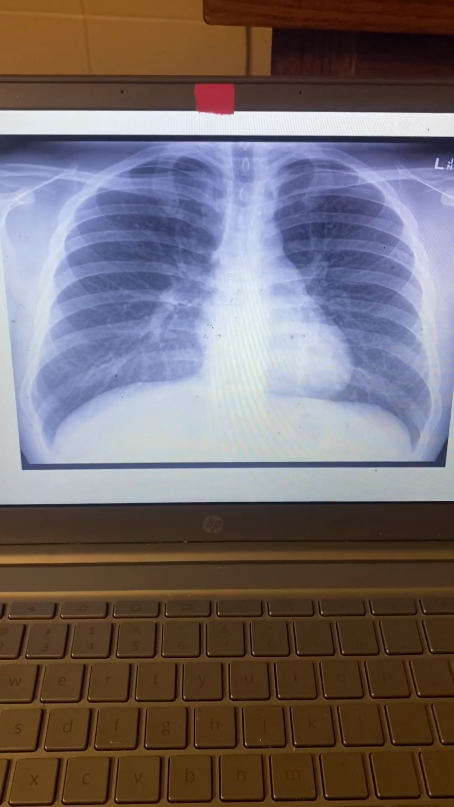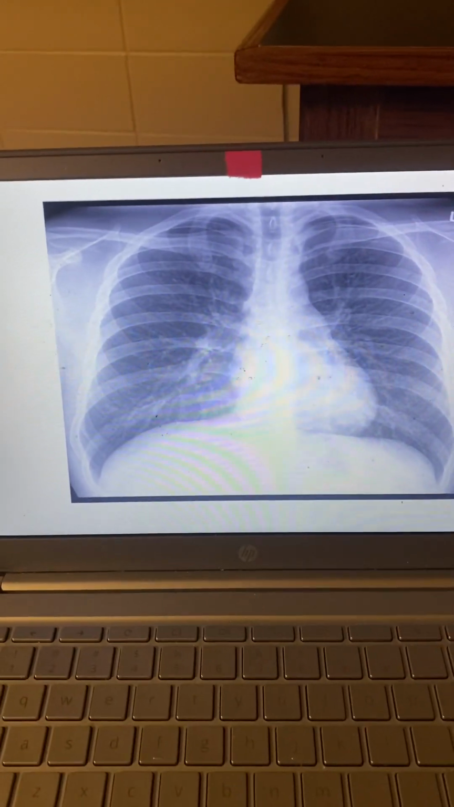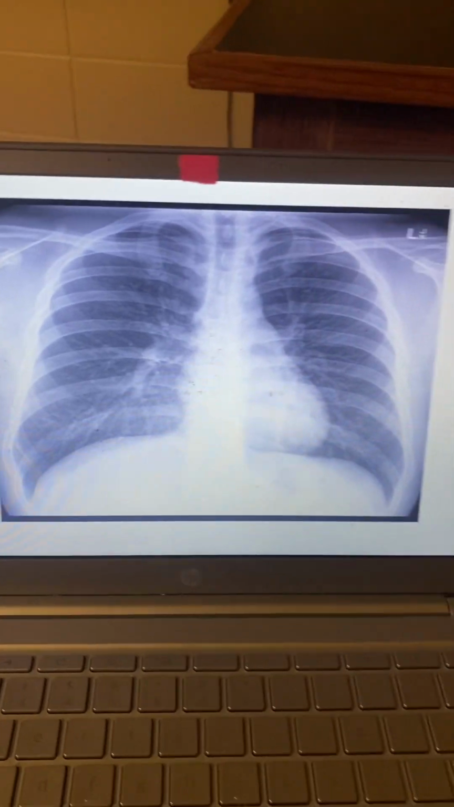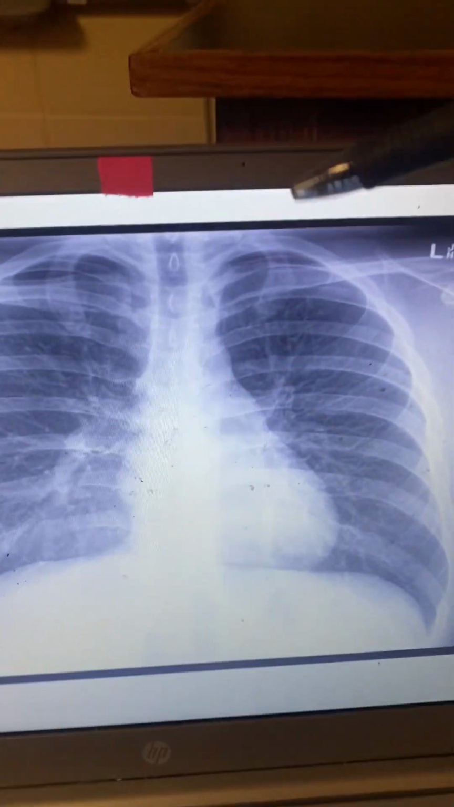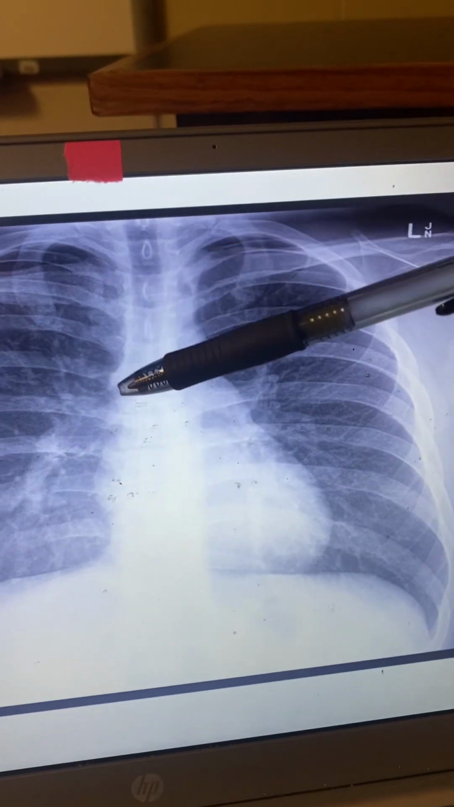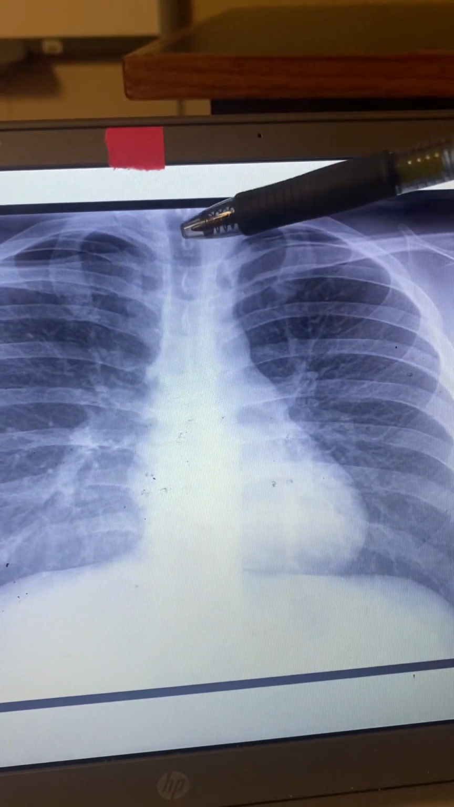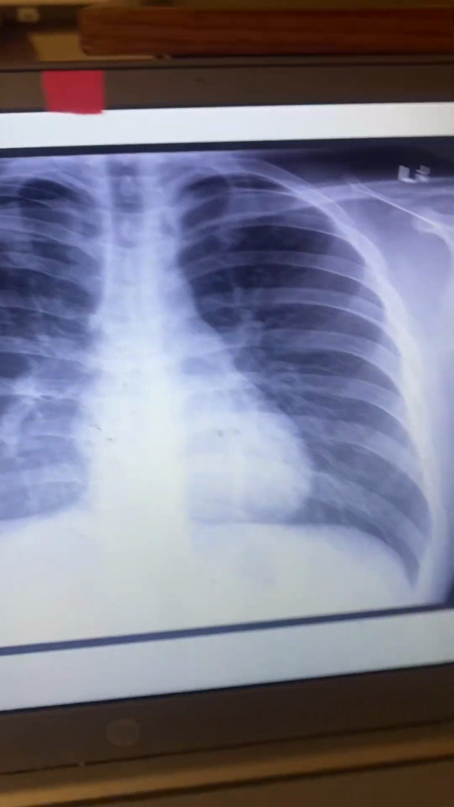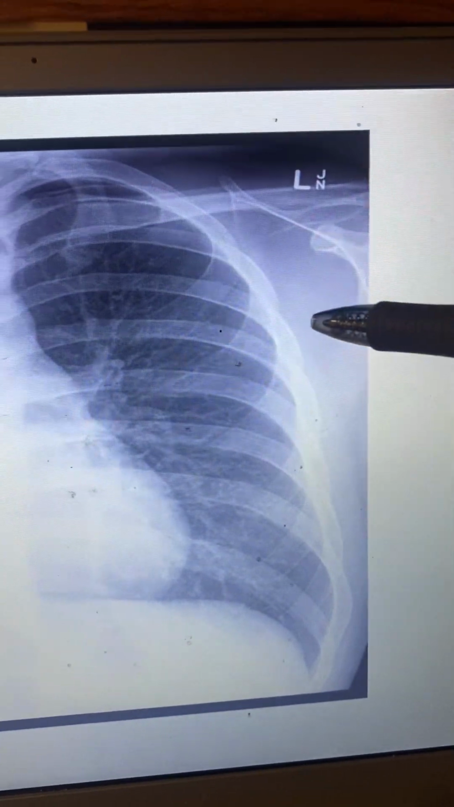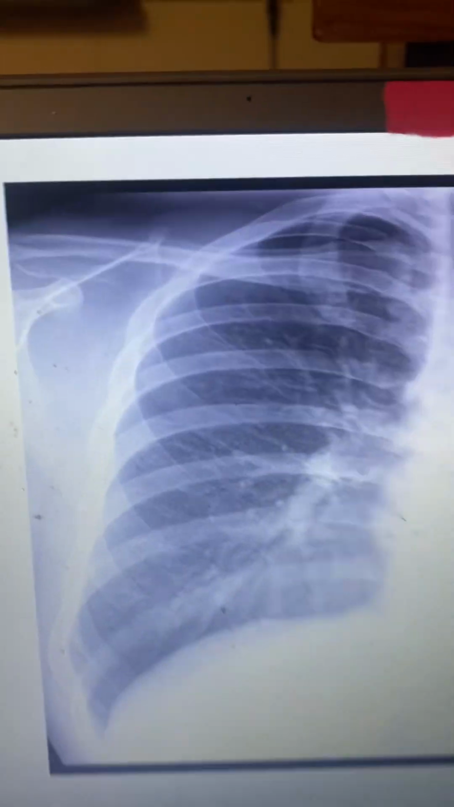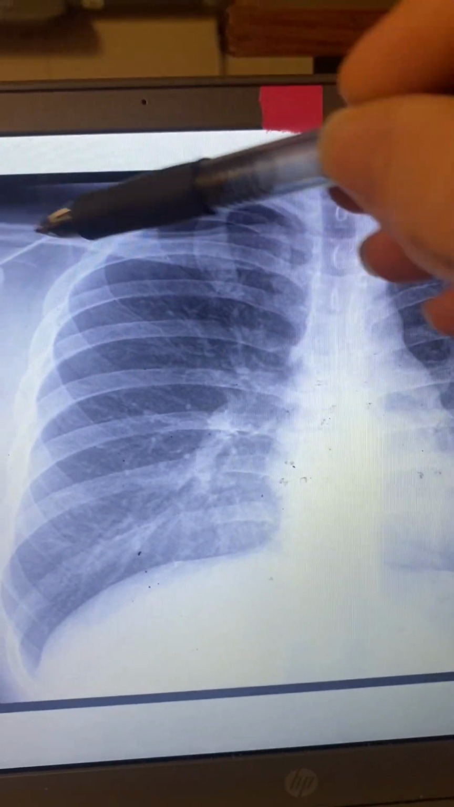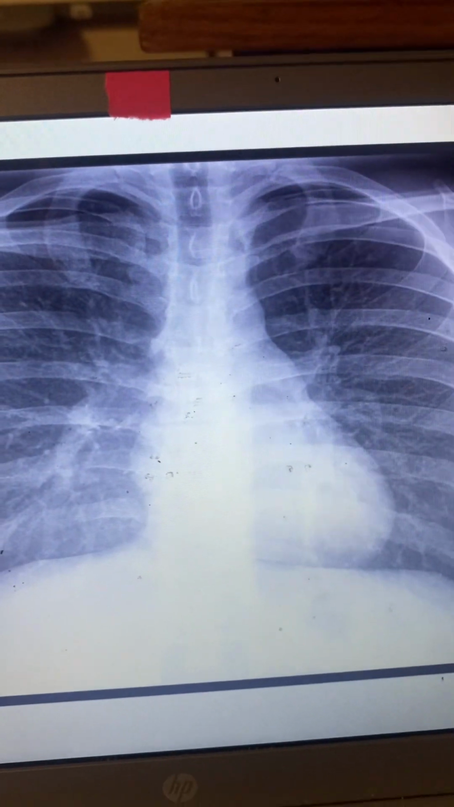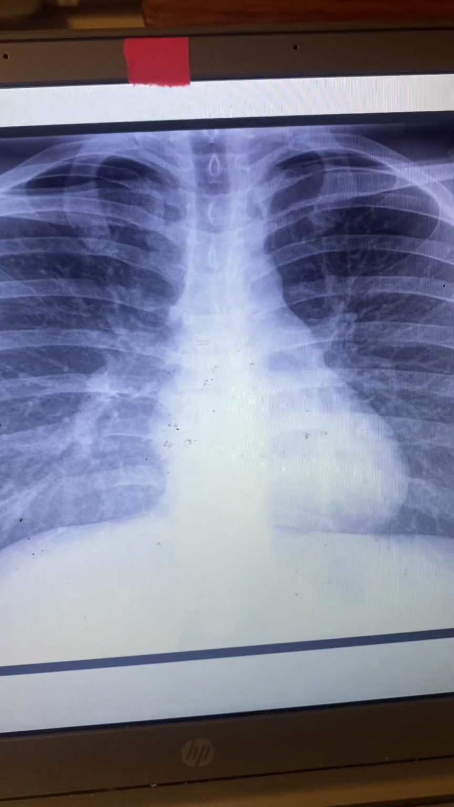This next one, I'm going to go ahead and ID all of my parts of my chest x-ray. Let me grab my pen here. So this is my mediastinum. Right here is my trachea. You can see the spinal processes in there. The scapulae are over in this area here. The clavicles right here. And these clavicles do look good. My patient is rotated properly.